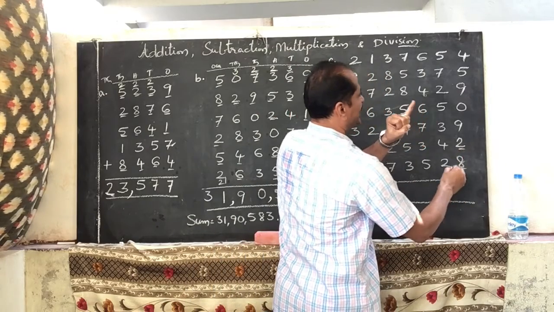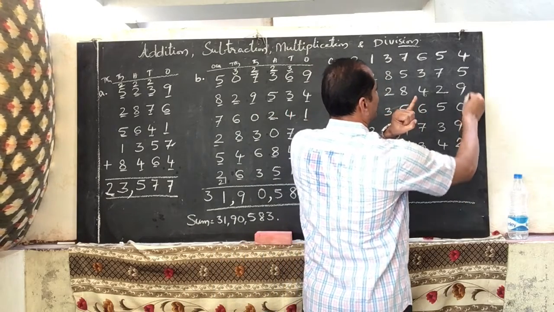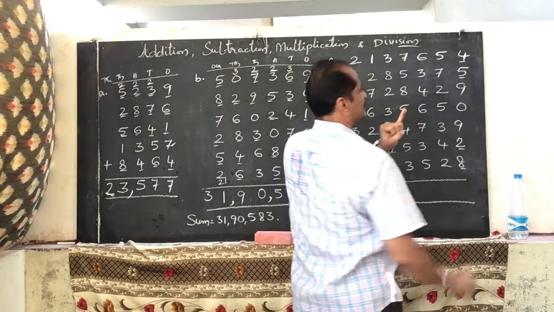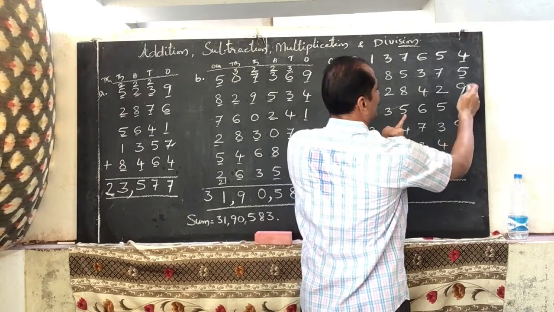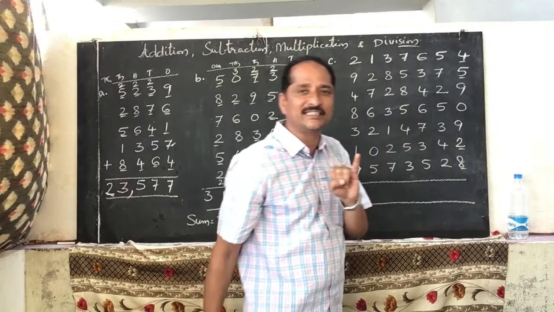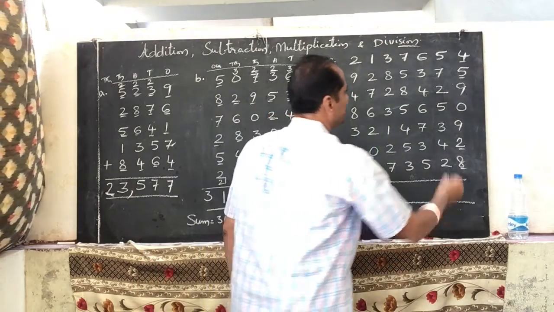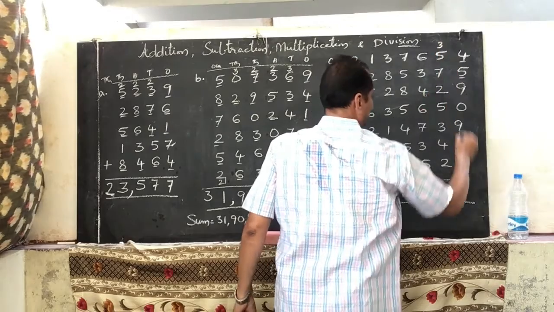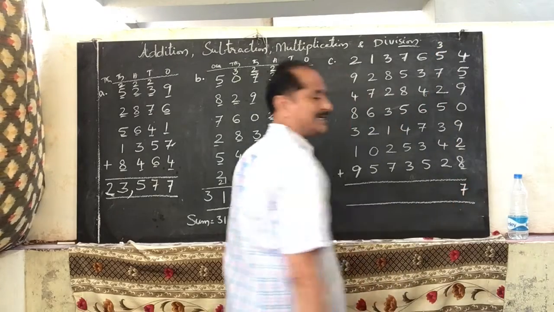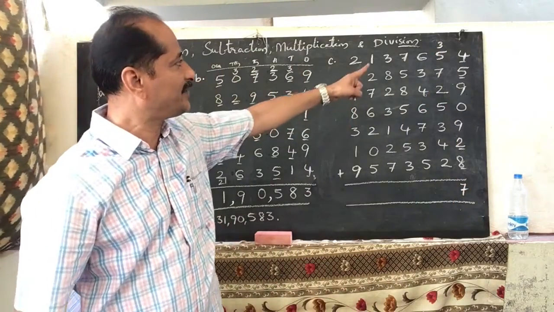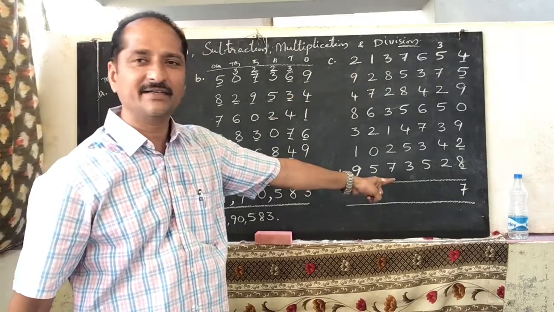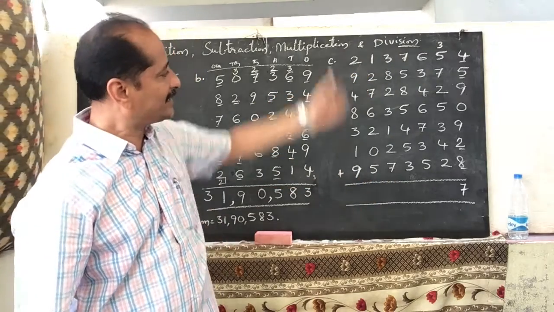8 plus 2, 10. 1, 2. 9 plus 5, 9. 9, 1 nine, 2 nines, 3 nines. 3 nines, 27. 27 plus 10, 37. 37 means here 3, here 7. 37. Carry forward the 3 to the tens place. 7 under this one. Now add all the tens.